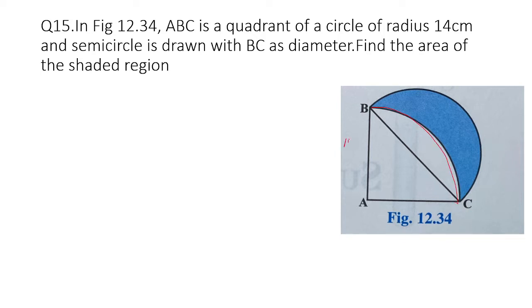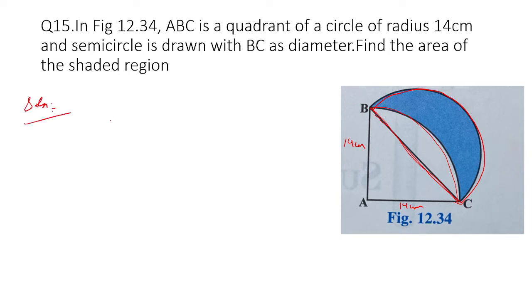And they have given the radius to be 14 centimeter. You just read the question. And a semicircle with BC. So BC is given, this line that you can see is given as the diameter of the semicircle. So which semicircle? BC is the diameter of this semicircle. Clear? This is the semicircle that we're talking about. Clear? All right. So first, let's write down what is given.